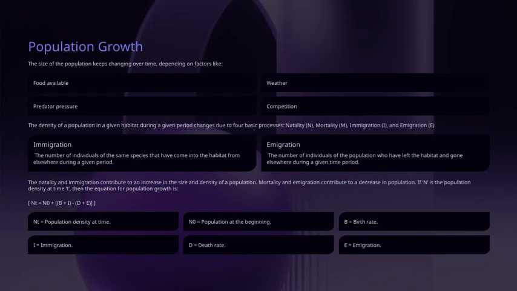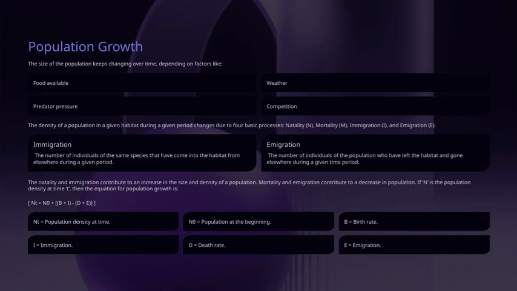Let's take a closer look at what influences population size and density over time. First, E stands for emigration, which is the number of individuals leaving the habitat to go elsewhere during a specific period. Conversely, B represents the birth rate, or how many new individuals are born in the population. D is the death rate, indicating how many individuals die during that same period. The overall change in population depends on these factors.